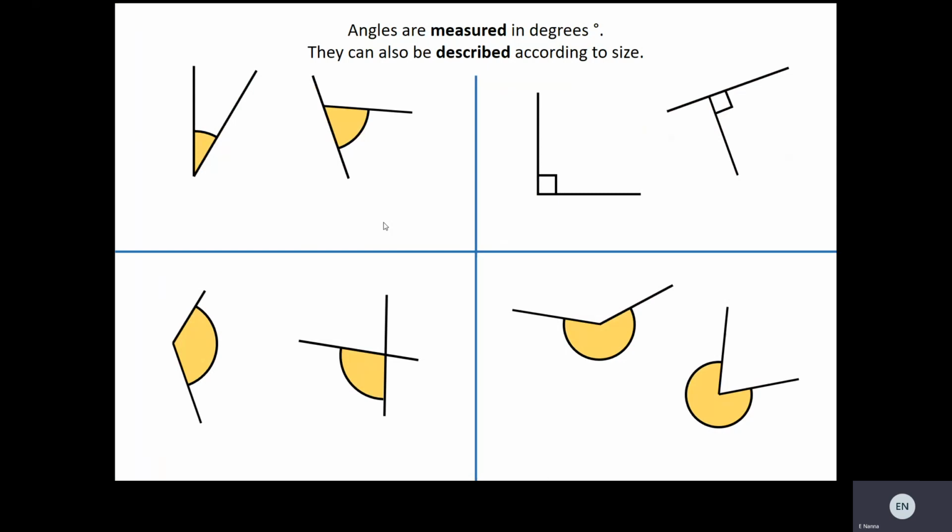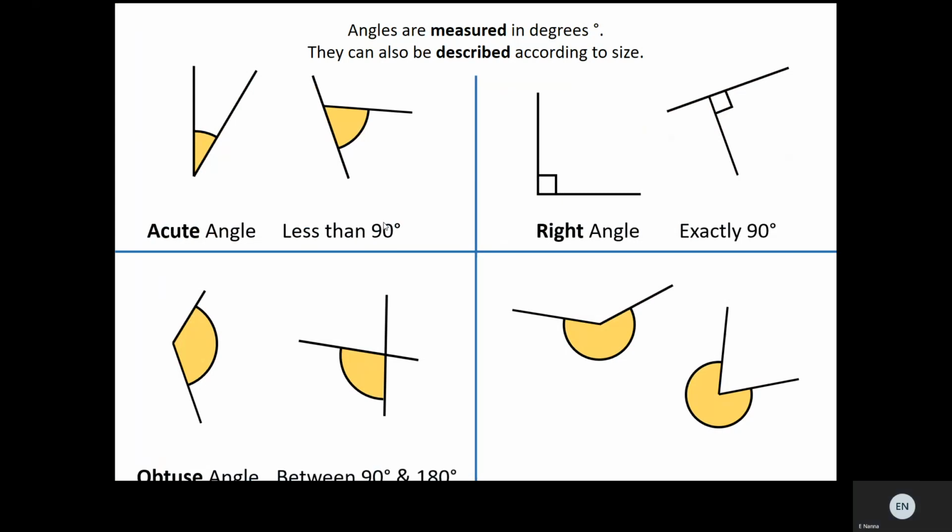Good. Now, angles are measured in degrees. They can also be described according to their size. So the first one we're going to go through will be an acute angle. So acute angle basically means an angle that is less than 90 degrees. A right angle, a popular one, a right angle makes a 90-degree angle. Obtuse angle. Obtuse angle is normally between 90 and 180 degrees. So it's more than 90 degrees, but less than 180 degrees.